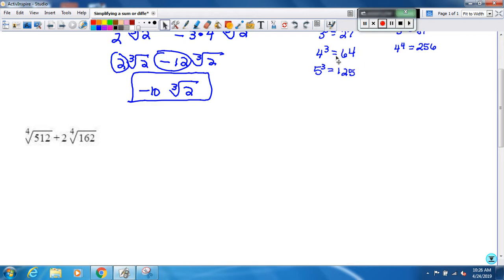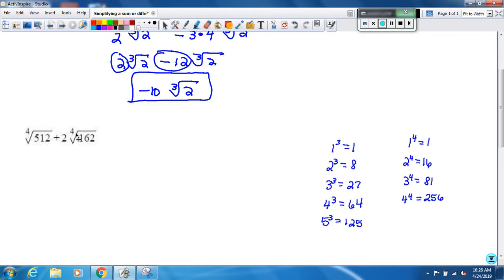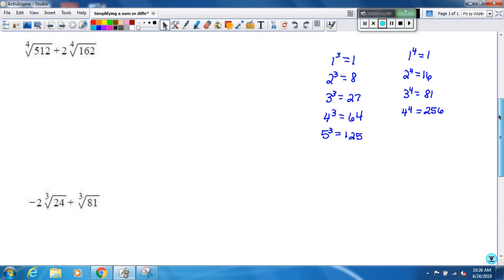Okay, the next one is a fourth root. You have to look at the index, see how it's a 4. So we're going to use our list of 4s to do this one. So we've got the fourth root of 512. 512 divided by 256 is 2. So that is the fourth root of 2. And since we used 256, the 4 out front stays out front. And then we had a plus sign.